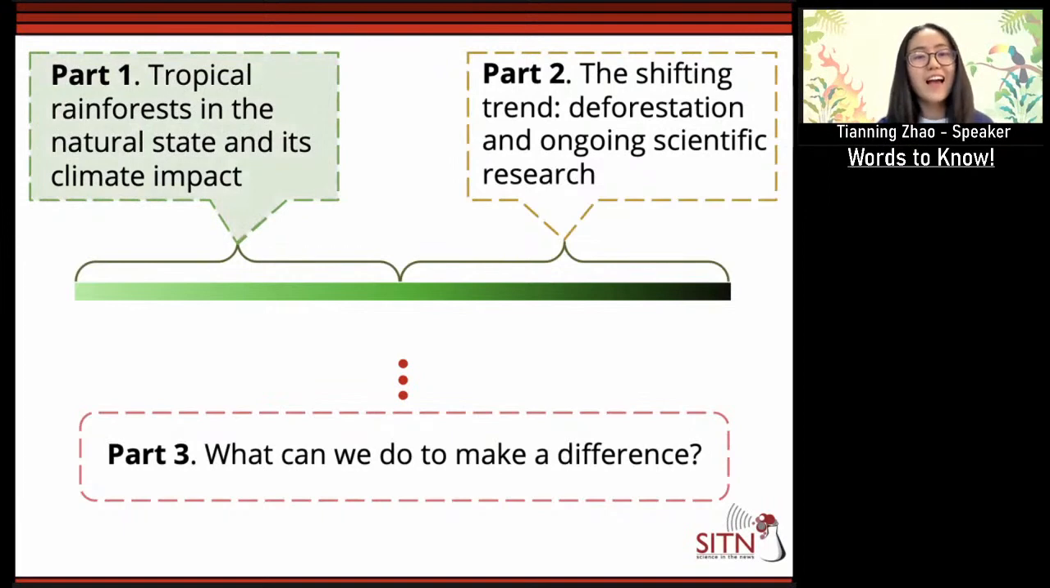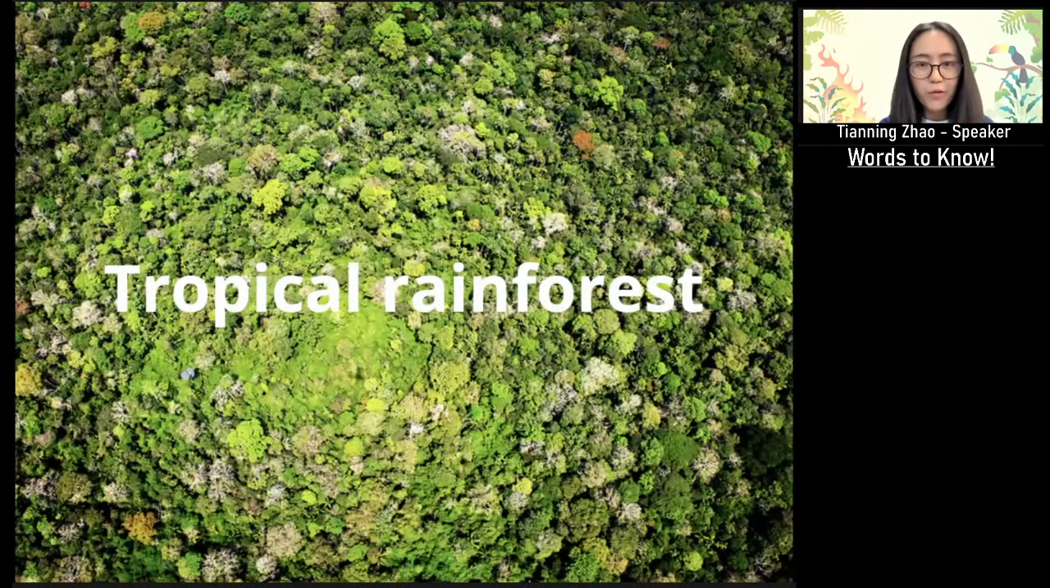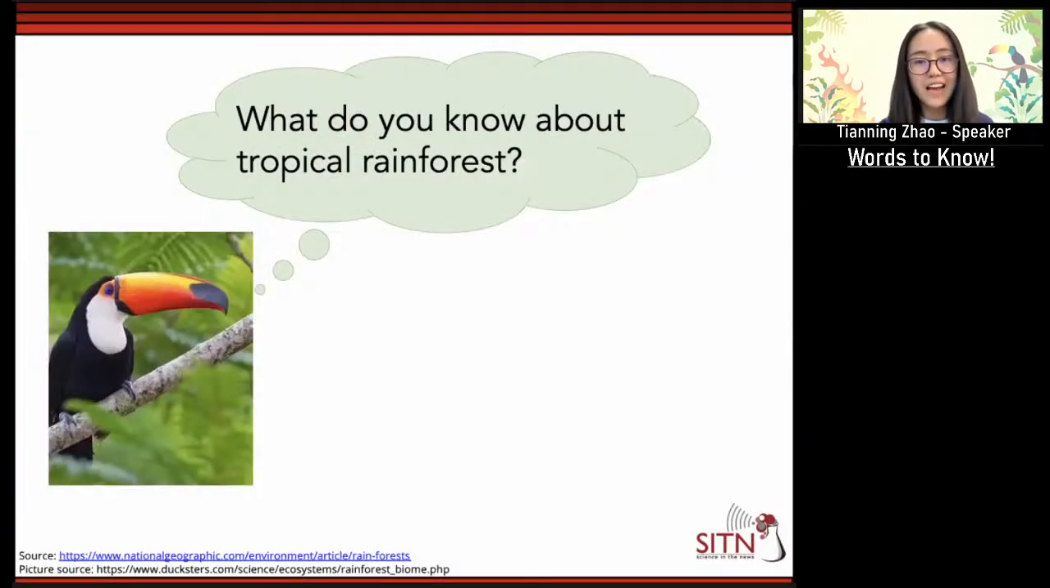Diving into the first part, talking about exciting tropical rainforest. So when you're thinking about a rainforest, what would be the first thing that comes to your mind? What do you know about tropical rainforest? So I have the formal definition here, which is the forests are categorized by high and continuous rainfall that occur in the tropical region. So that is the formal definition. And just feel free to type in the chat for everything that you know about the tropical rainforest.